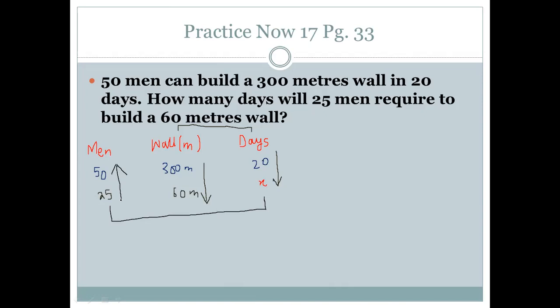I'm going to tell it again. If I compare wall and days, what happened over there is that if a 300-meter wall can be built in 20 days, then definitely for 60 meters we will require fewer than 20 days. So it is direct proportion. But then we compare days and men. 50 men can work in 20 days, but in how many days can 25 men work? Definitely we will require more than 20 days. So this is an inverse relation.